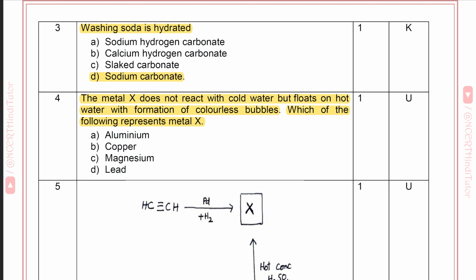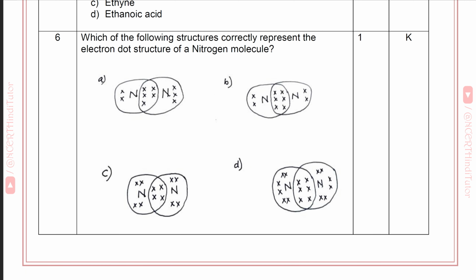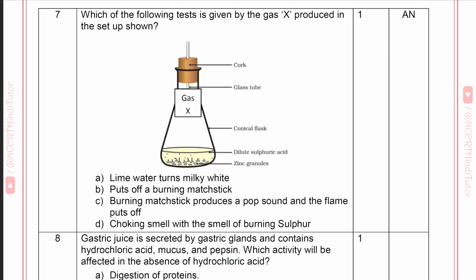Question 5. Which of the following correctly represents X in the above chemical changes? This is the X. So answer is B. Ethene. Question 6. Which of the following structures correctly represent the electron dot structure of a nitrogen molecule? Answer B. This one.